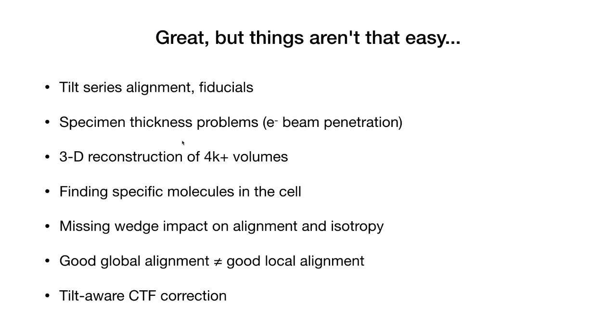The next thing is specimen thickness problems. The electron beam can really only easily penetrate about a half micron of thickness. So if you're looking at a cell that's 3 or 4 microns thick, then obviously you can't see through the whole thing. And even if you're looking at something that's only half a micron thick, you start running into nonlinear absorption effects, and you no longer have sort of true projection images of the cell anymore. And these are things that you have to take into account in various ways.